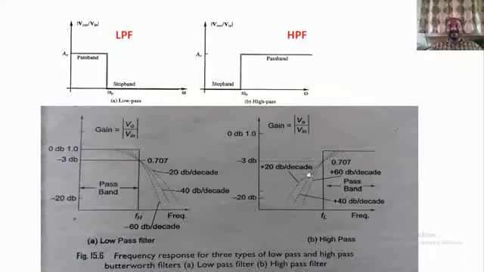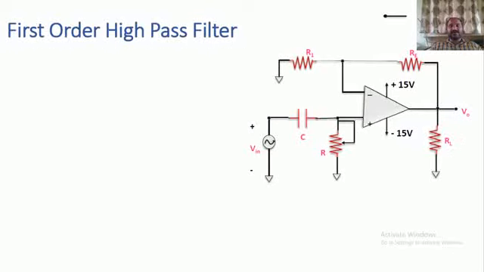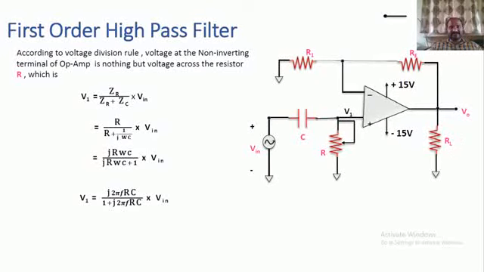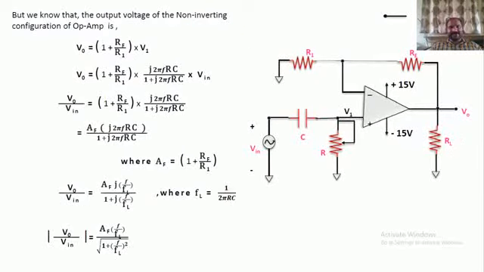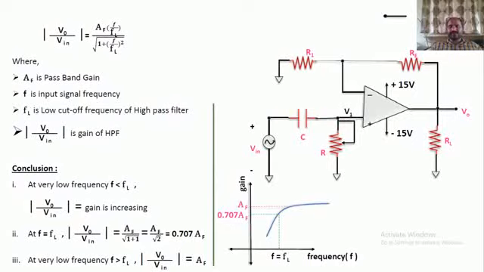Means the gain of the filter keeps on increasing by 20 decibel for every decade change in the input signal frequency. Means for every 10 times the input signal frequency, the gain of the filter is increased by 20 decibel. Okay, so previously it is a reduction, but in this case it is an increment. Okay, so this is what we are having with respect to the ideal and practical characteristics.